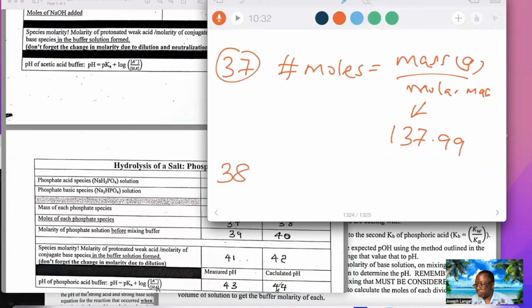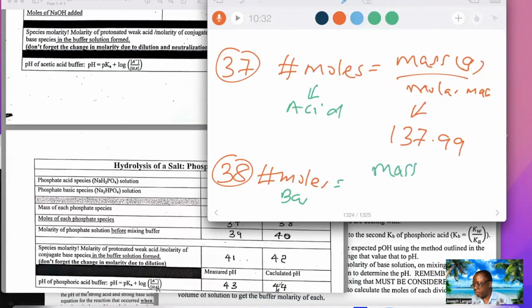Number 38, number of moles. This is the base. It's the mass, whatever you have, over the molar mass, which is what you did, to find the number of moles.